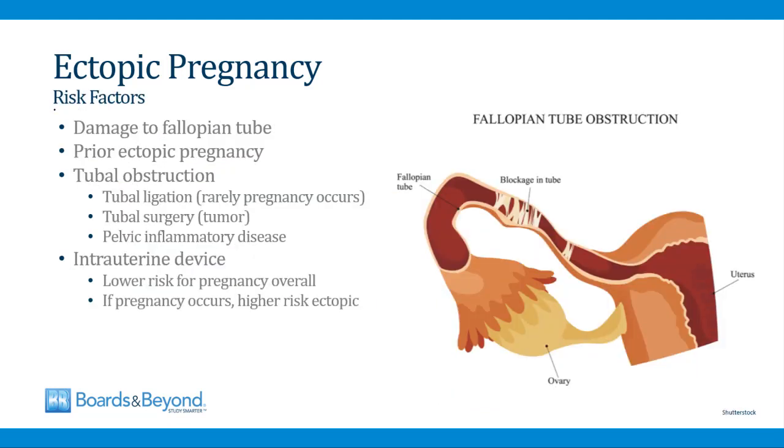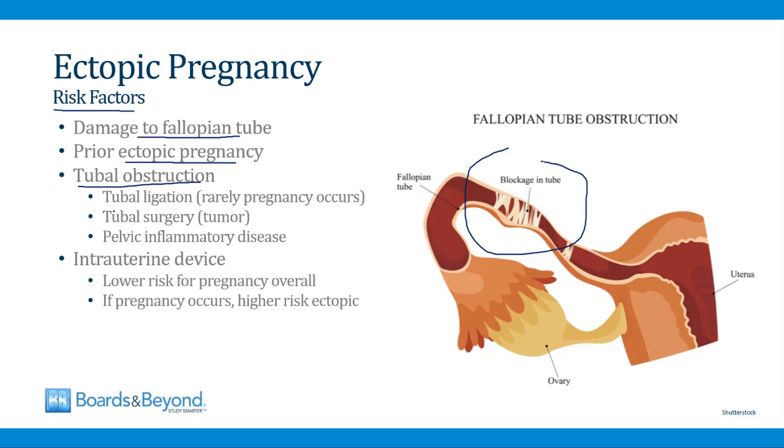Shown on this slide are some of the major risk factors for ectopic pregnancy. And one of the principles here is that if there's any damage to the fallopian tubes, then the fertilized egg cannot move normally towards the uterus, and it can end up implanting in the fallopian tubes. So for example, a woman who has had a prior ectopic pregnancy can have damage to the fallopian tubes like what's shown on the screen here. There can be scarring, and that increases the risk of ectopic pregnancy. Any cause of tubal obstruction and scarring can lead to ectopic pregnancy.